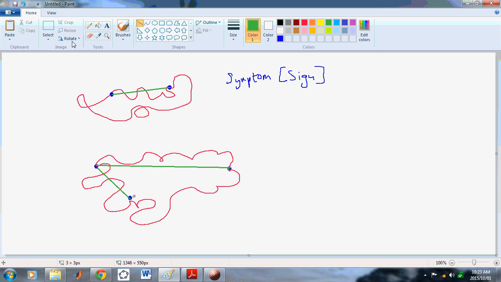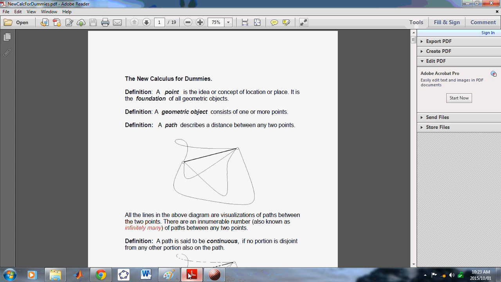So a triangle is the symptom of 3 points. 3 points are the symptom of a triangle. Yes? Okay. I must be getting Alzheimer's. Just kidding. All right. So similarly, 4 points are the symptom of a rectangle, and so on. So let's get back to this new calculus for dummies.